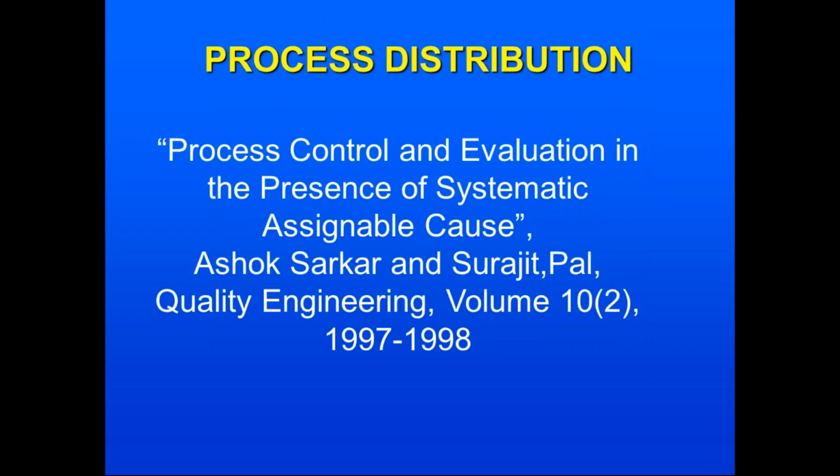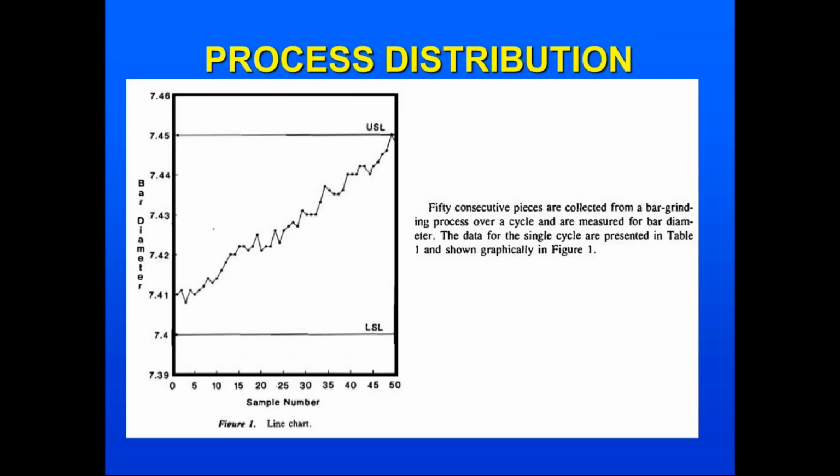Often you can read this in a journal article, and people believe journal articles have the most street cred. Well, you can look at this journal article called Process Control and Evaluation in the Presence of Systemic Assignable Cause by these gentlemen here in Quality Engineering. Now, they refer to it as a systemic assignable cause. That's what they call it, but as we discussed earlier, it's really not a systemic assignable cause, it's actually a common cause. But in any event, what they noticed was, and over to your right you can read this, 50 consecutive pieces are collected from a bar grinding process over a cycle and are measured for bar diameter. The data for the single cycle is presented in a table shown next to it.